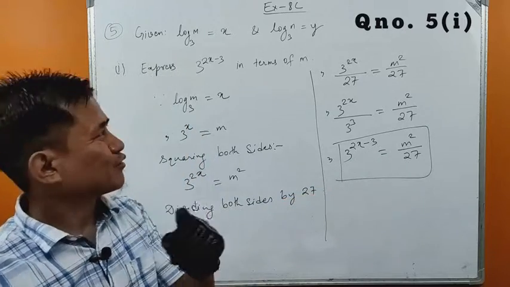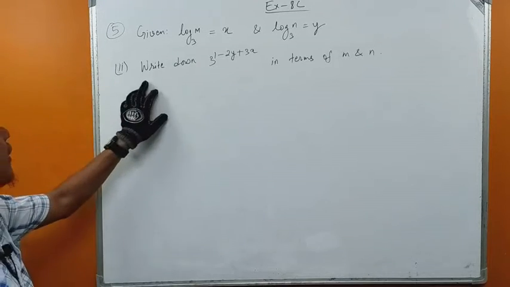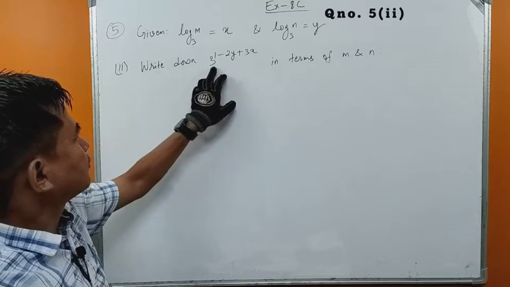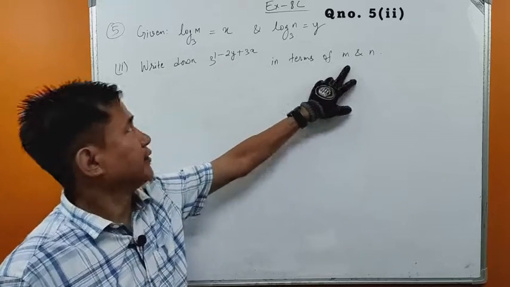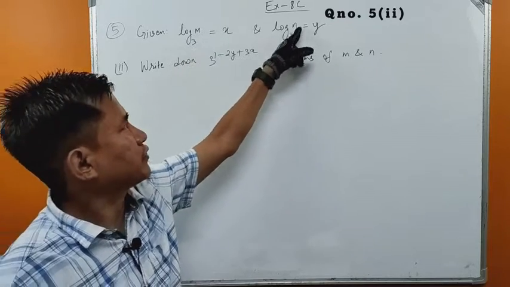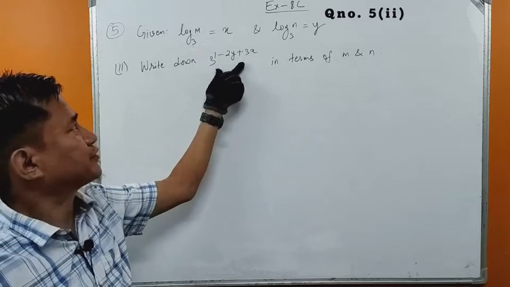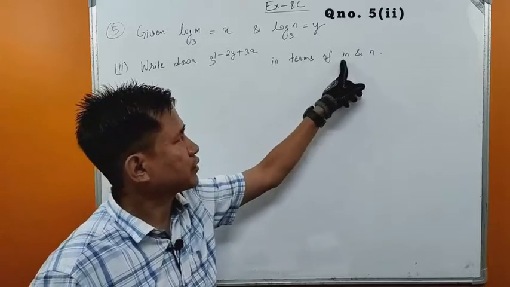Okay, now let us do question number 2 of 5. Write down the value of 3 to the power 1 minus 2y plus 3x in terms of m and n. So the given condition is log m to the base 3 equals x and log n to the base 3 equals y. We are asked to find the value of this term in terms of m and n.